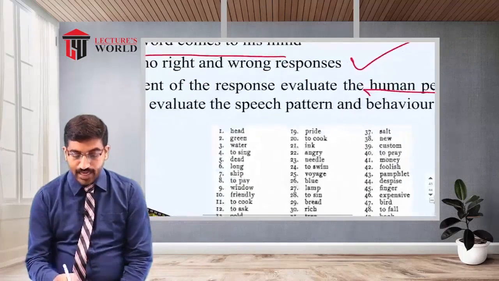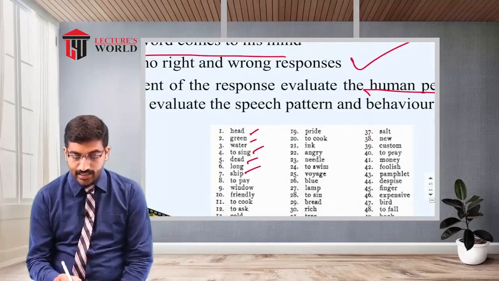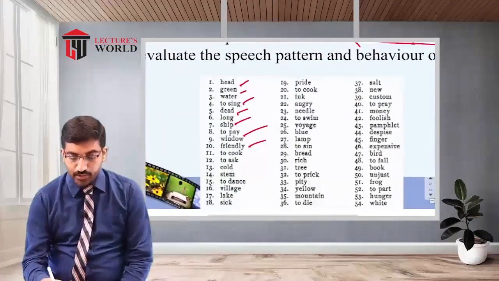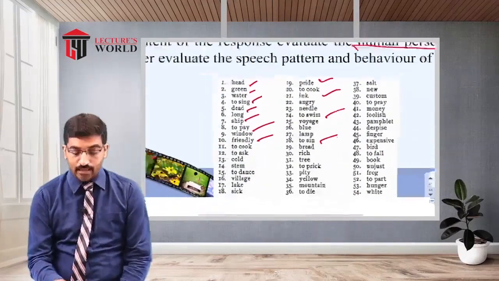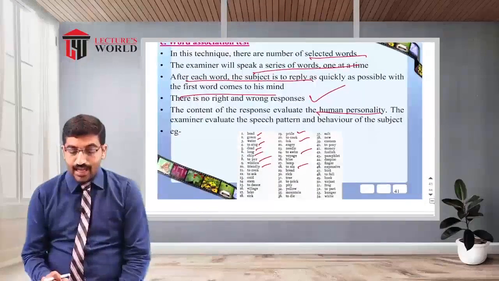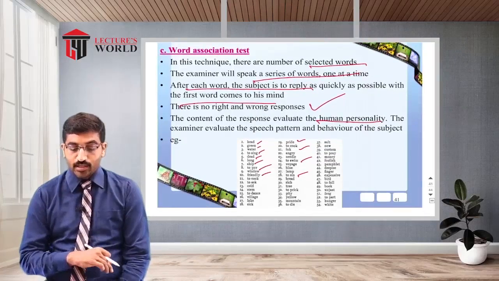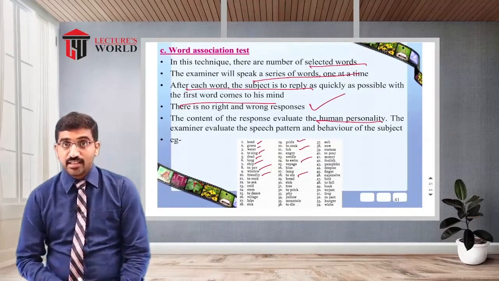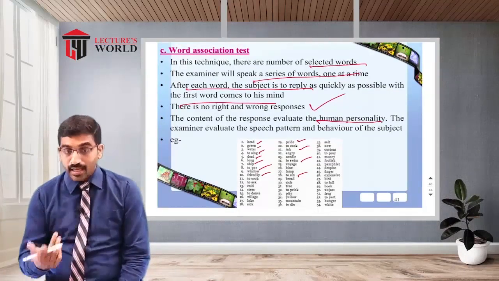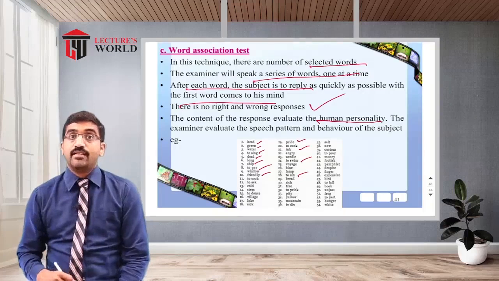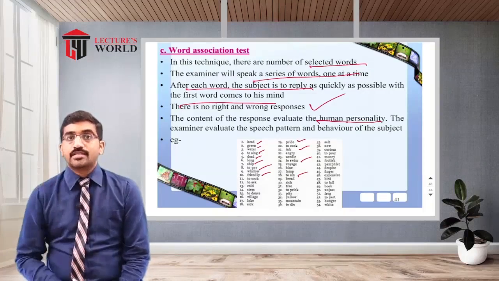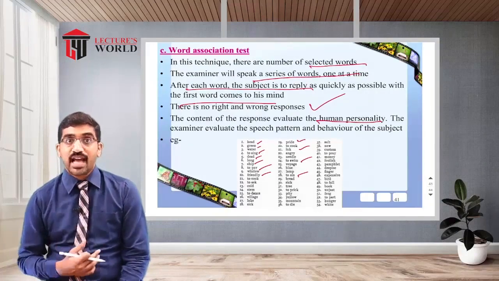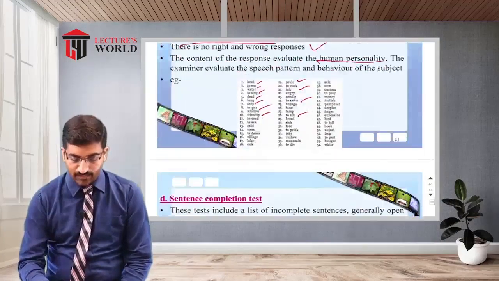See: head, green, water, singing, dead, sheep, window, friendly. These are some examples. To die, pride, to cook, ink. These examples we can apply to the patient, and they have to reply about the word, about anything. They have to associate which other words are associated with each other, or associate it with their normal life. Even for head, they may tell me my head has a brain, or my head is hurting, or some may say no, my head is not good, I do not have a brain. So anything associated with that word.